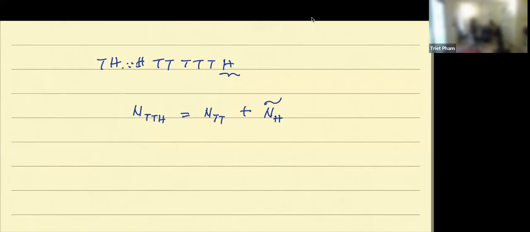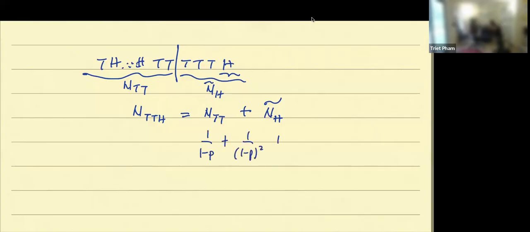Because here we don't mean the first time to the head counting from 0, but counting from the first time we see a telltale. You see, this right here is NTT, and this right here is NH. Correct. Do we understand? Only from the structure of the telltale head can we break it down like this. So the answer is 1 over 1 minus P, 1 over 1 minus P squared, plus 1 over P.